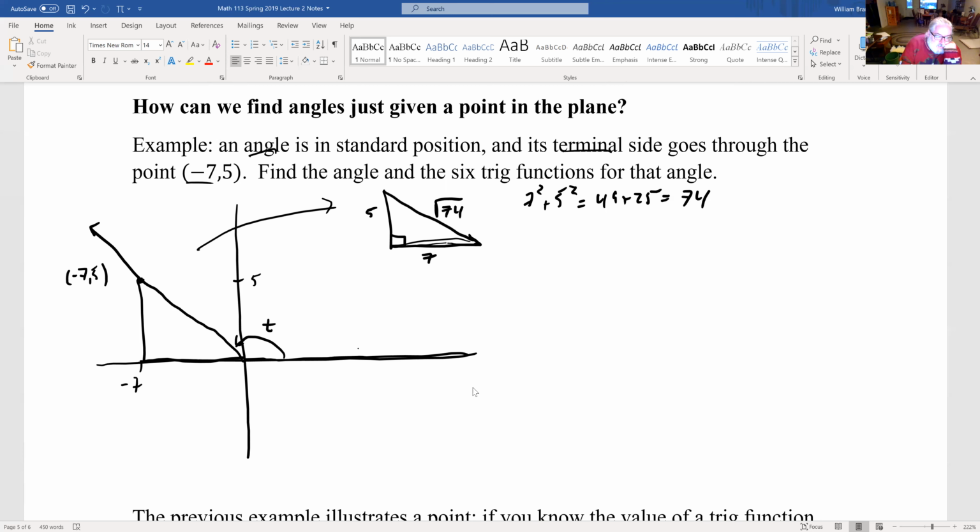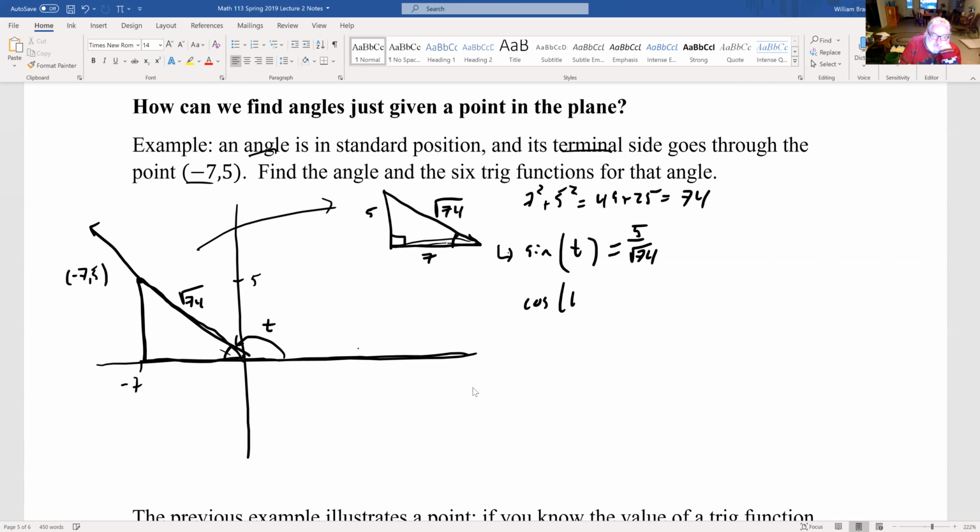I know what those two points are. Can I figure out what my trig functions are? And here's my reference angle, would be there. So sine of my mysterious angle t must be opposite over hypotenuse. Now we know the hypotenuse is square root of 74. So that would be 5 over square root of 74.